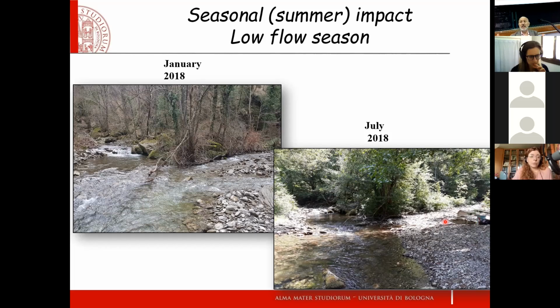Before the tunneling, this stream never desiccated, also during summer. And so obviously this is an impact of a big transportation system of groundwater flow. And this is a very evident example of this impact.